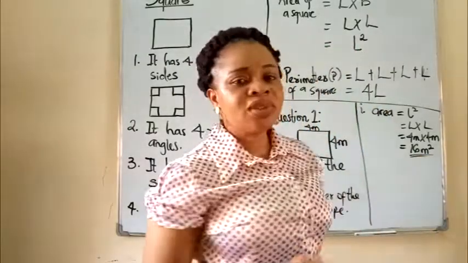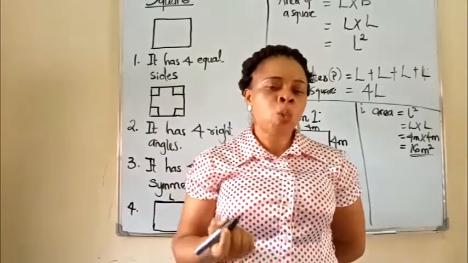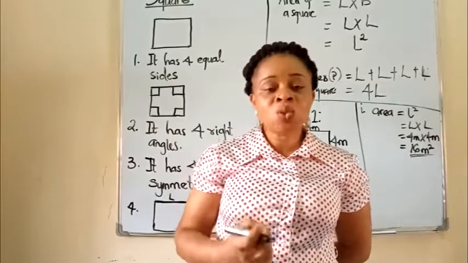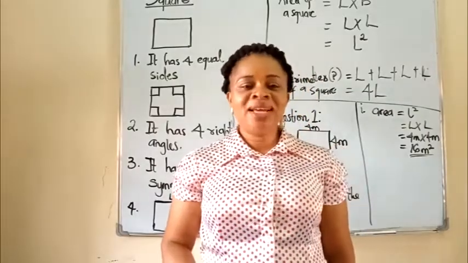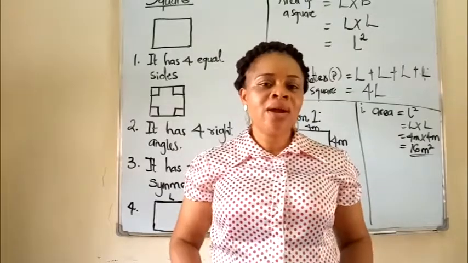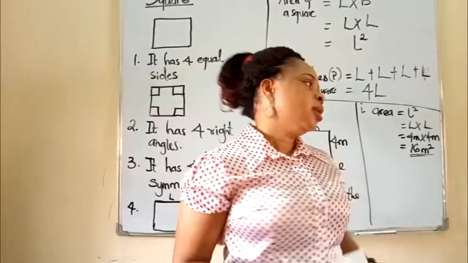Let me also say that in calculating the area of a shape, it is measured in units squared. If it's meter, it will be meter squared. And if it's centimeter, it's going to be centimeter squared. That is how we calculate the area of a shape. It is measured in units squared.